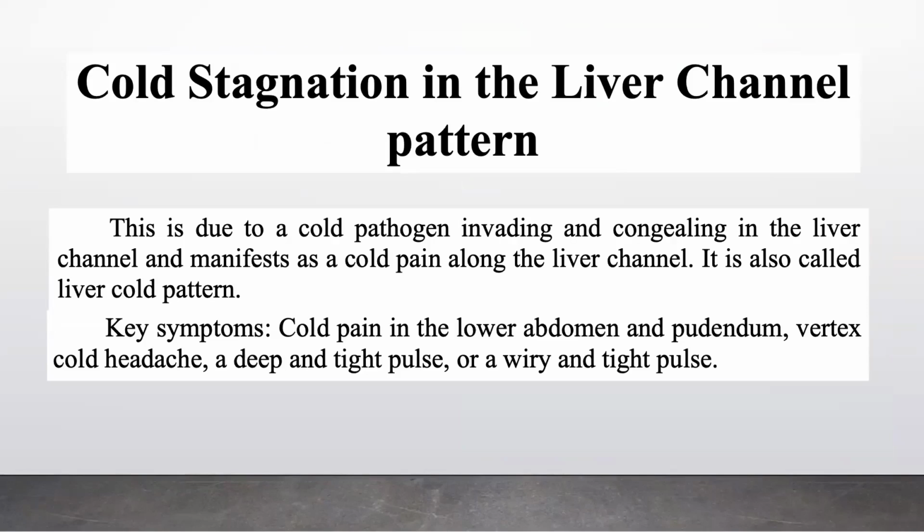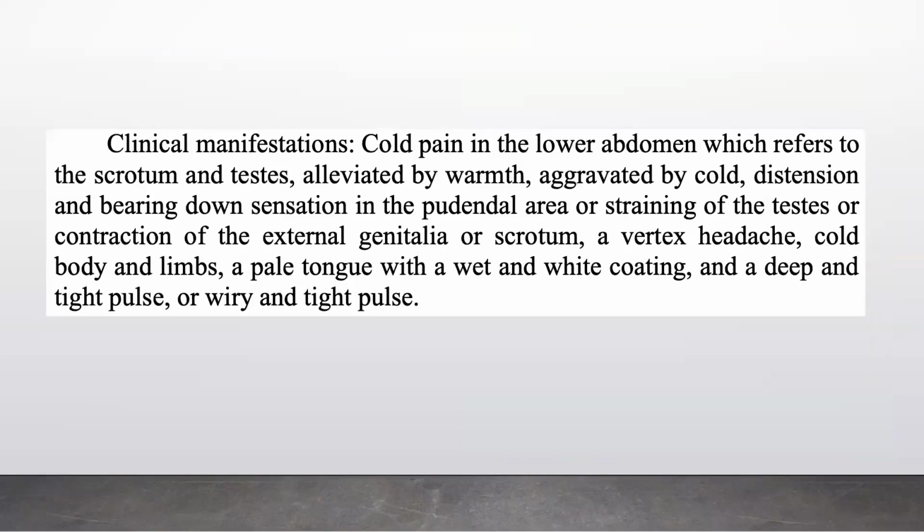Clinical manifestations: cold pain in the lower abdomen, which refers to the scrotum and testes, alleviated by warmth, aggravated by cold, distension, and bearing down sensation in the pudendal area, or straining of the testes, or contraction of the external genitalia or scrotum, a vertex headache, cold body and limbs, a pale tongue with a wet and white coating, and a deep and tight pulse, or wiry and tight pulse.